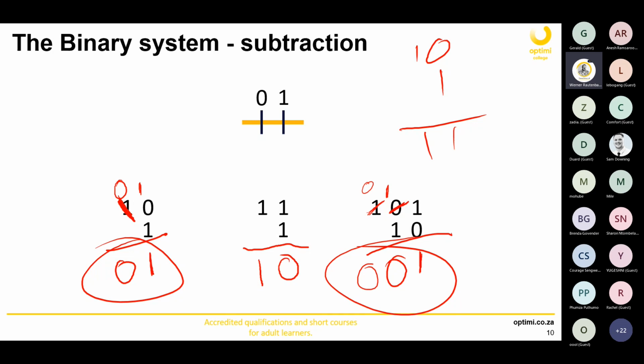Guys, this is why it's so important that you understand. Even if your lecturer makes a mistake, you need to pick up on it. 1, 0 minus 1 is 1. Yes, I'm with you. 1, 0 minus 1 is 1.